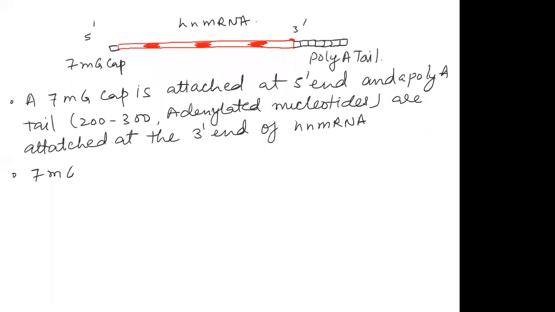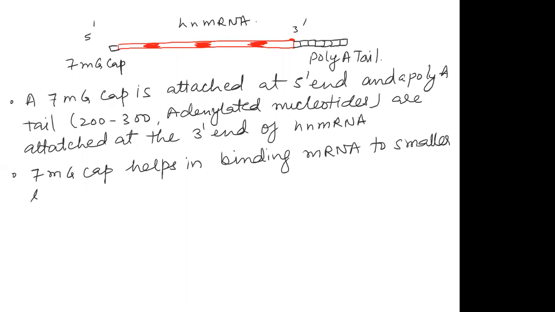Seven mg cap helps in binding mRNA to smaller subunit of rRNA. तो क्या होगा देखो, कैसे पता चलेगा प्रोटीन सिंथेसिस के समय कैसे पता चलेगा कि rRNA को किस तरफ जाके जोड़ना है? तो वो हमेशा 5' end की तरफ आके अटैच होगा ड्यूरिंग ट्रांसलेशन इनिशिएशन प्रोसेस. तो कैसे पता चलेगा कि दिस इज द 5' end? तो उसके लिए ये 7 mg cap is attached at the 5' end.